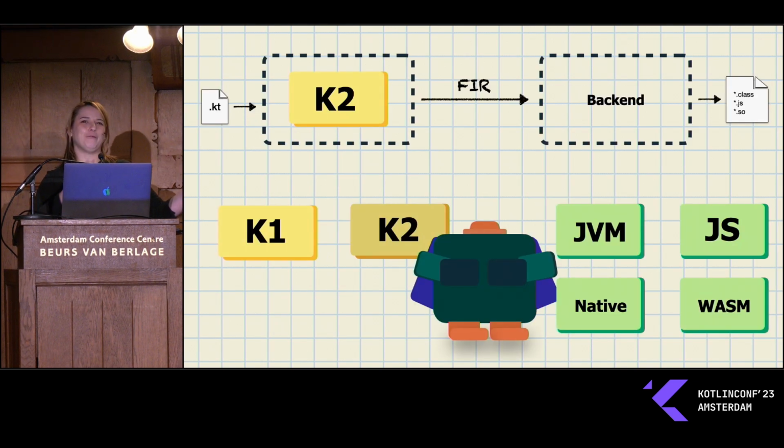So we made it to the backend. There are, I guess, 4 backends. There's the JVM, JS, native, and this one obscure experimental WASM. Don't ask me what it is, because I'll tell you, I don't know.